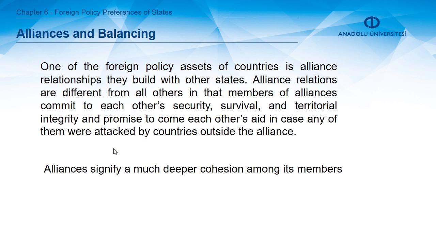One of the foreign policy assets of countries is the alliance relationships they build with other states. Therefore, alliance and balancing is another foreign policy principle of states. We can discuss it. Alliance relations are different from all others in that members of an alliance commit to each other's security, survival and territorial integrity and promise to come to each other's aid in case any of them were attacked by countries outside the alliance. Alliances signify a much deeper cohesion among their members.